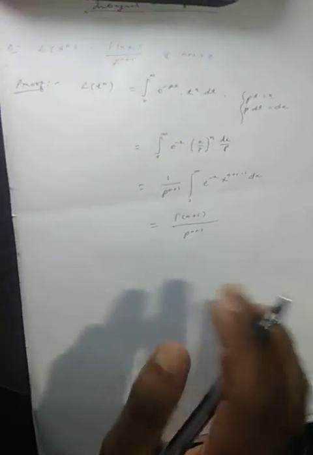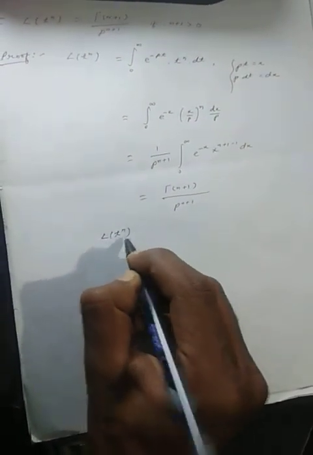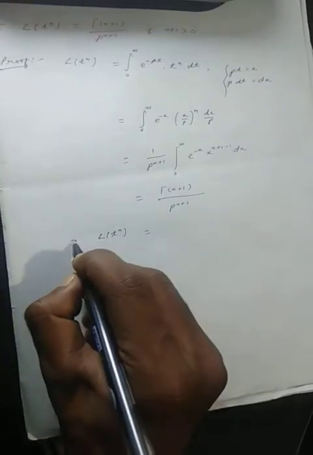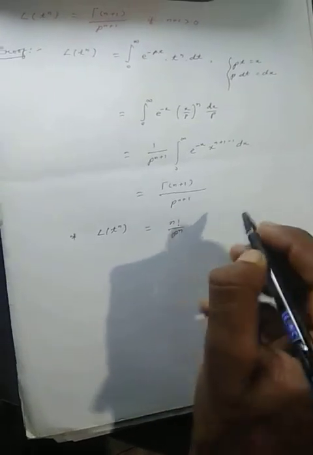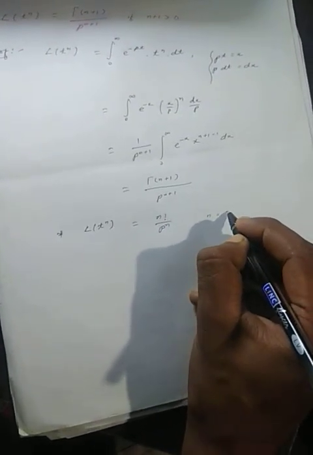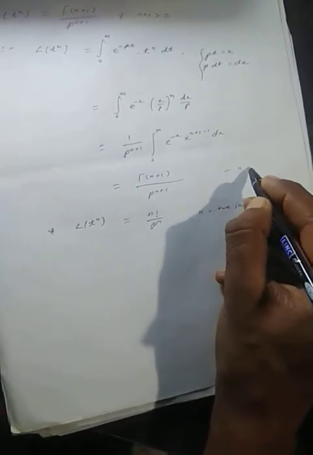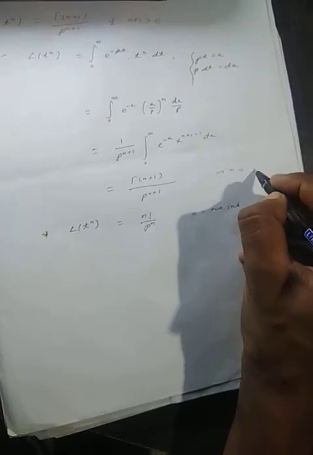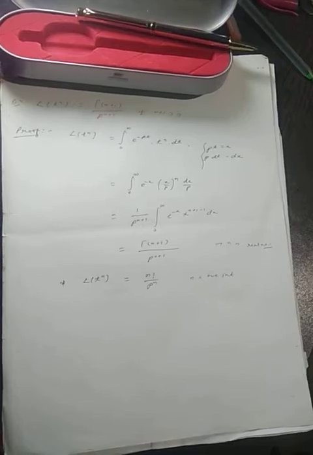Okay, so this is actually the solution, the proof. And the Laplace transformation of t raised to n is n factorial upon p raised to n plus 1 if n is a positive integer. So this is the solution for n a real number greater than minus 1. So this is the first result and its proof that I have just given you.